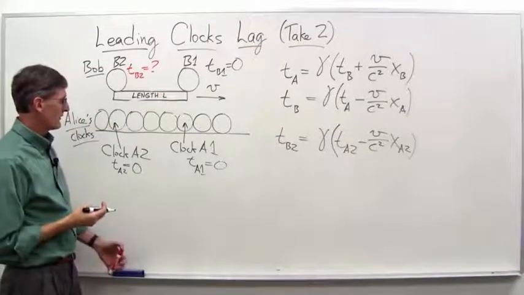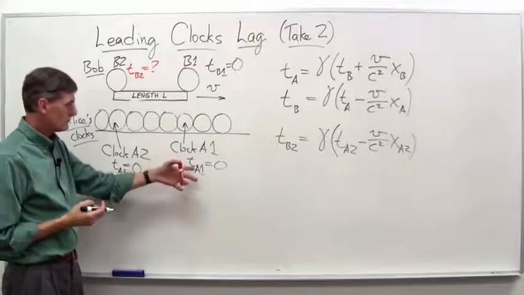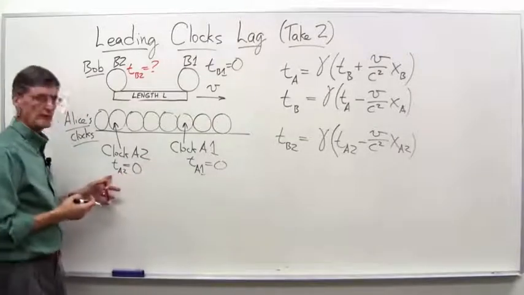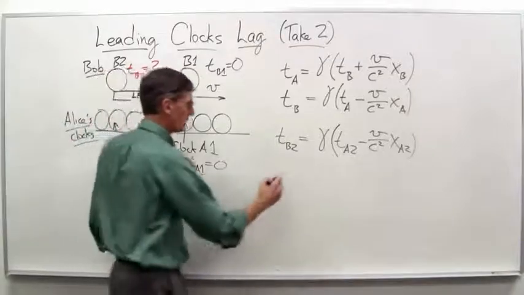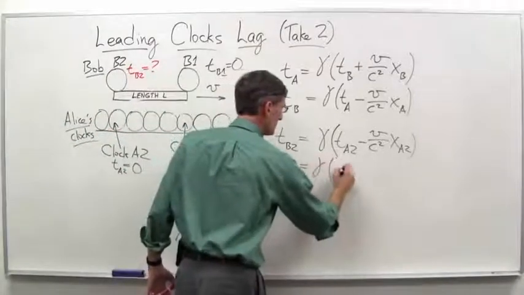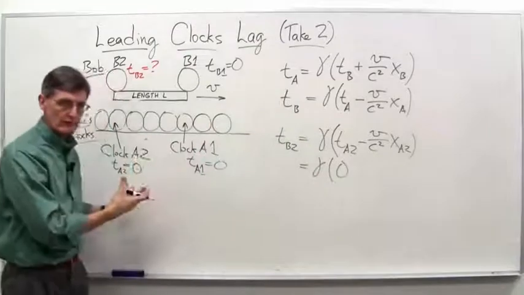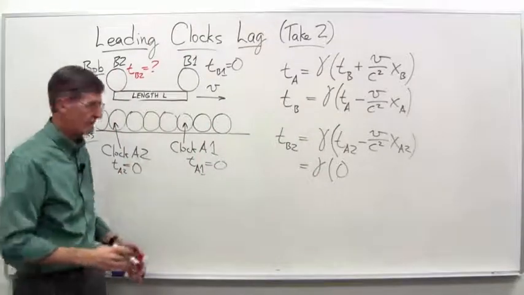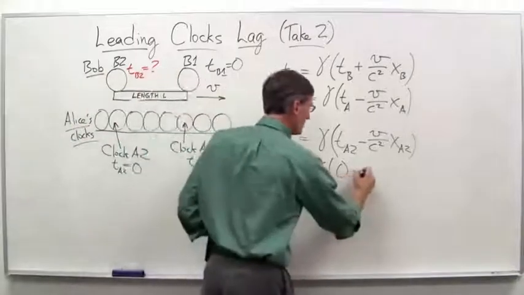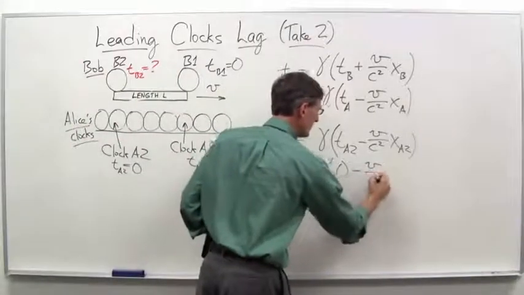Well, let's take a look at this. So clock TA2, here we are, right here, is 0. We've set it up that way. And so this is just going to equal gamma times 0. We set our situation up that way. There are other ways we could set this up. Essentially, we'd get the same answer. So we know it's 0 minus V over c squared.